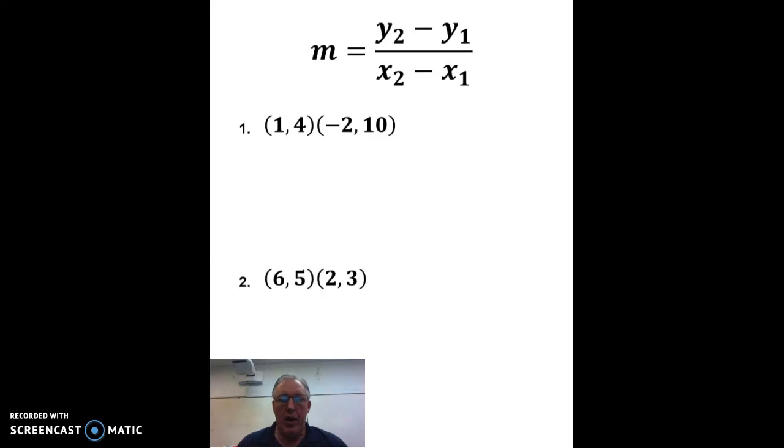Hello students, in this lesson we are going to find the slope for two given points on a graph. And as you can see at the top of the paper, we have our slope formula. M equals y2 minus y1 over x2 minus x1.